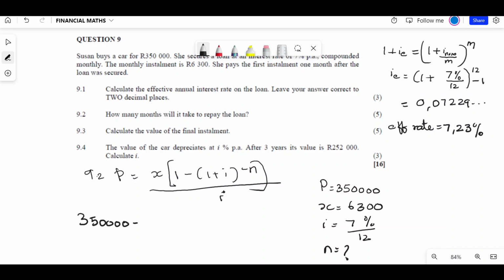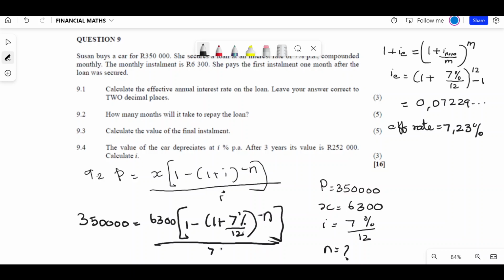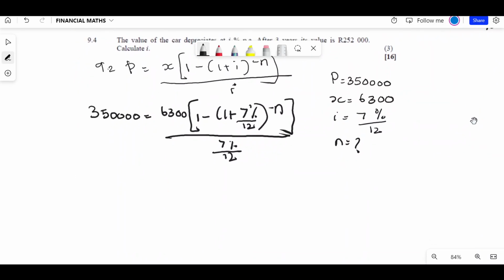Let us substitute everything, and then we are going to find the n. 350,000 equals 6,300 times 1 minus 1 plus 7% over 12, to the power negative n. You don't need to multiply or anything because it's already the number of payments, 7% over 12. So the only unknown is n.